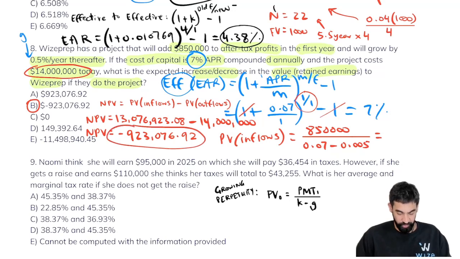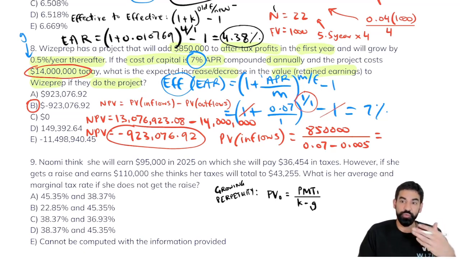So should you take on this project? No. When the NPV is negative, that means it's not profitable because it costs you 14 million, but the present value of all those future payments that you're going to be getting in perpetuity is only worth 13,076,000. So you're going to lose 923,000 by taking on this project. You only want to take projects that have a positive NPV.